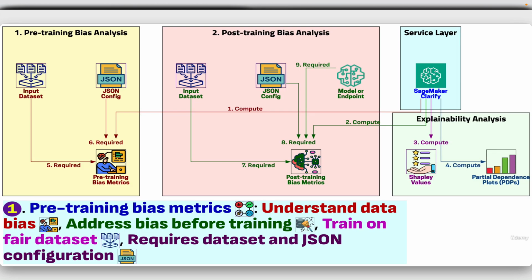So first one is pre-training bias metrics. So this will find data bias early and train fair models. It needs a JSON config. You can run this job before you train your model. It looks at your raw data to find any unfairness or bias so you can fix it. To run this, you simply need to provide your dataset and a settings file.